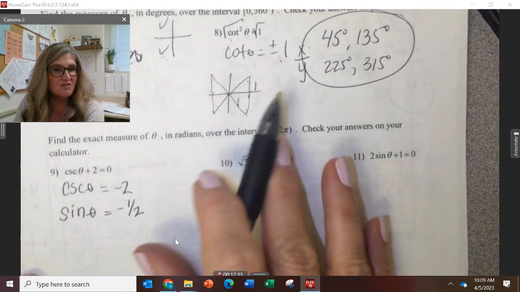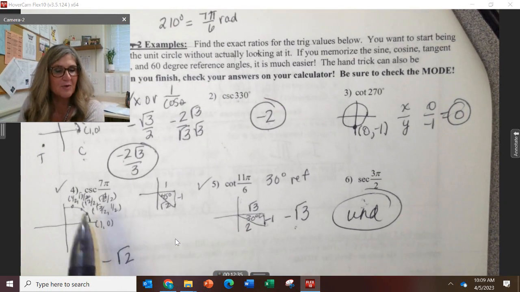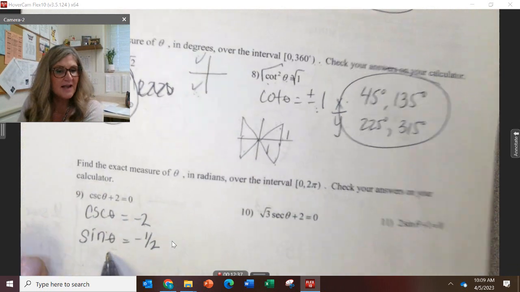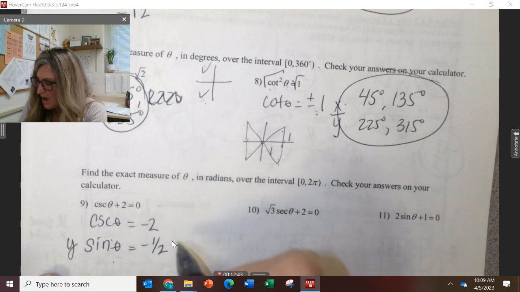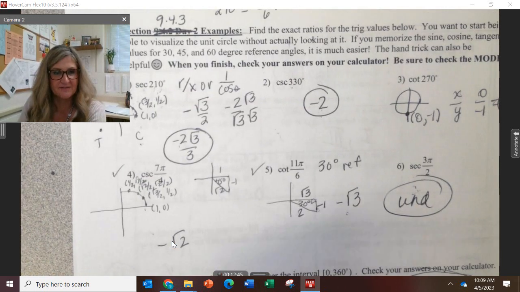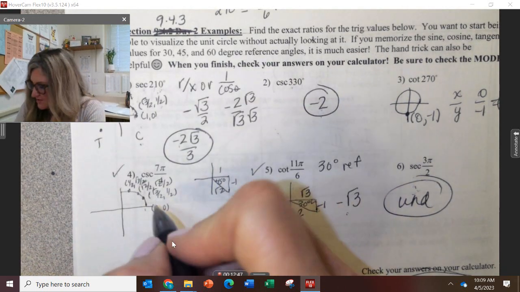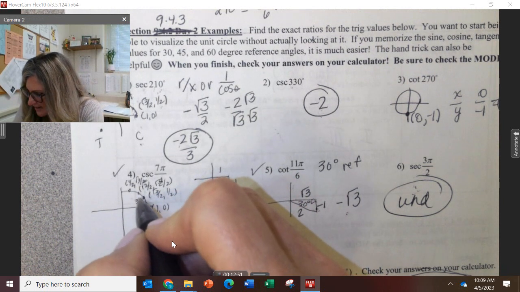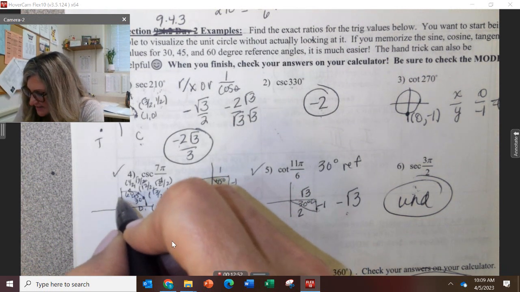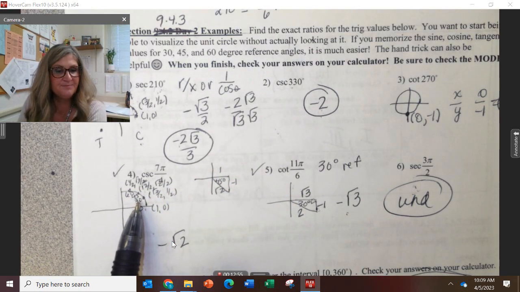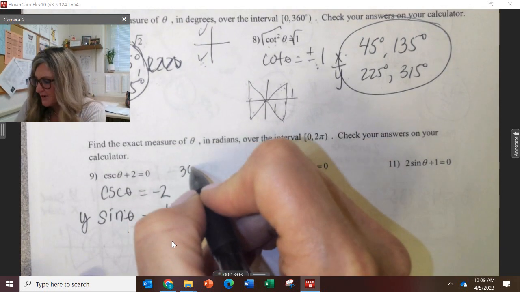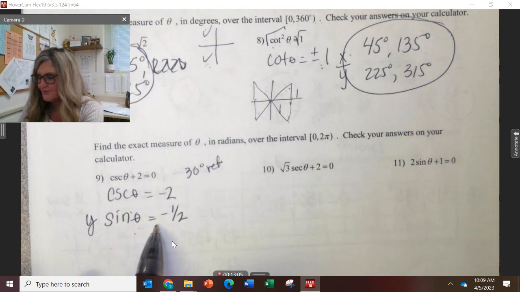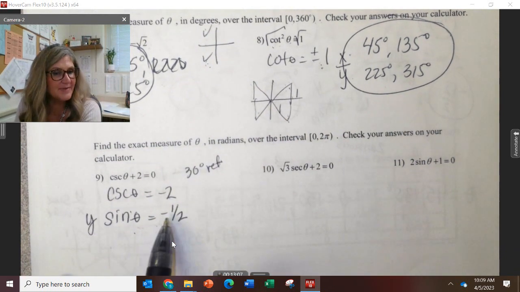So now I can just look at my first quadrant. I'm going to go back up here where I did the first quadrant. What is sine the same as, x or y? So this is saying, where is y 1/2? I don't even care about the negative for now. Which of these angles? 0, 30, 45, 60. Which one is it? 30, 45, or 60 that has y as 1/2? 30. So I know I have a 30 degree reference. But I have to be negative. Y has to be negative.